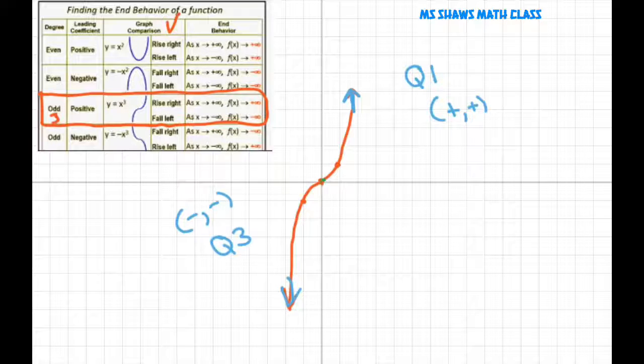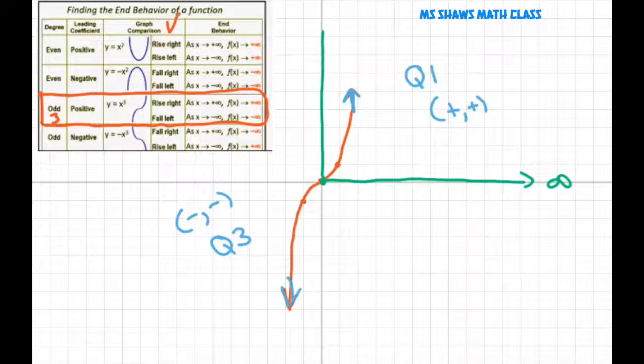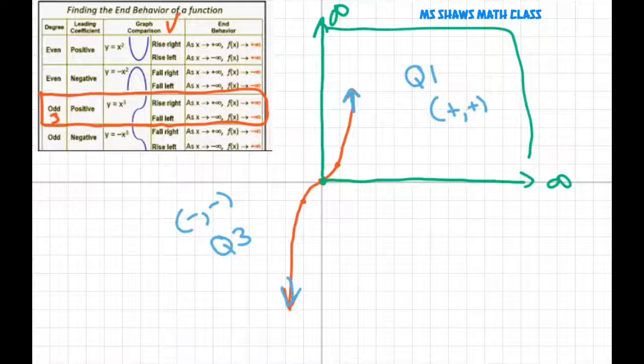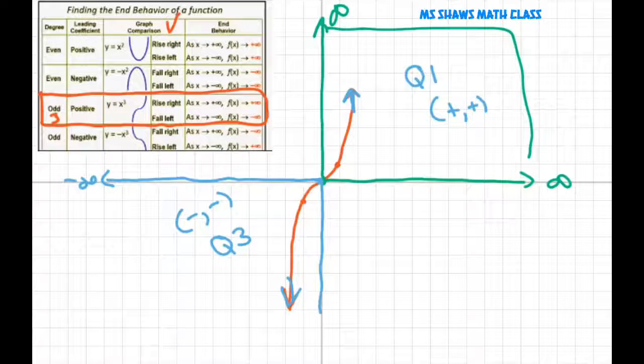And as x goes larger and larger from 0, my y values also get larger and larger. All right? So that means we're in quadrant 1. So that's this piece. All right? As our x values get smaller and smaller from 0, so do my y values. That just means we're in quadrant 3.